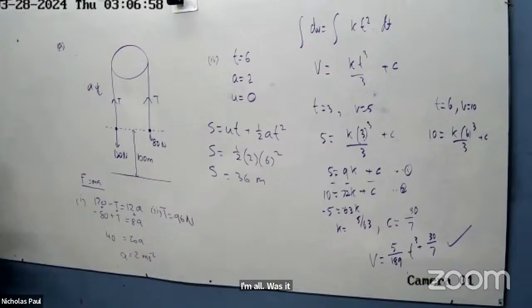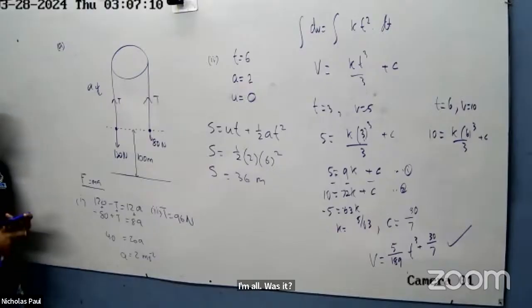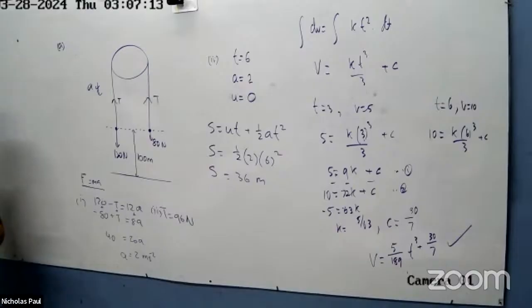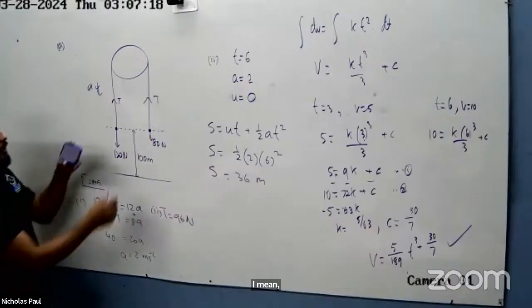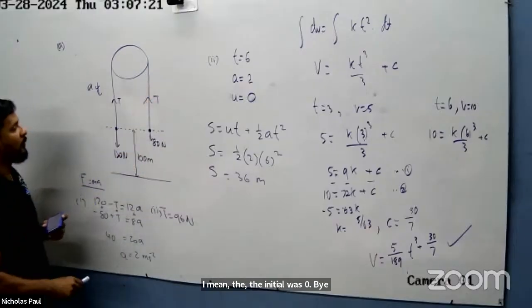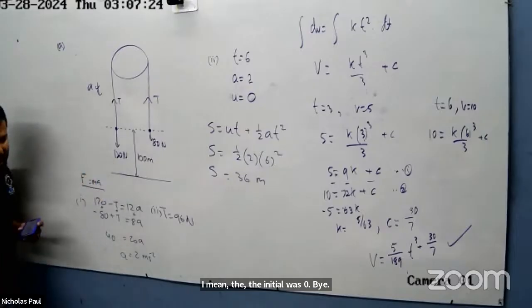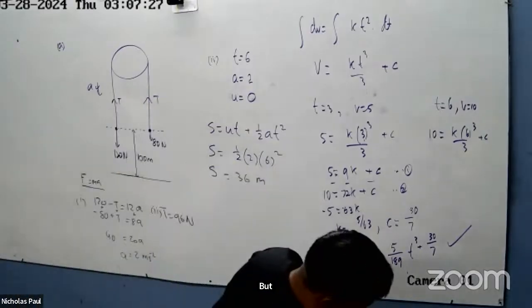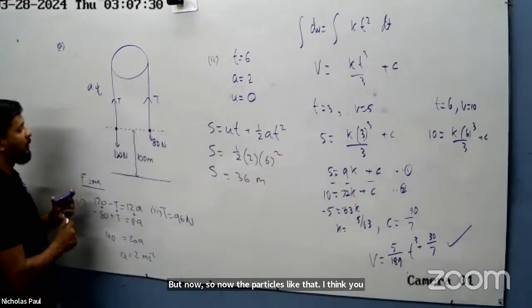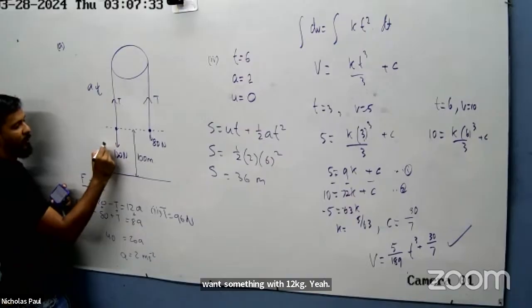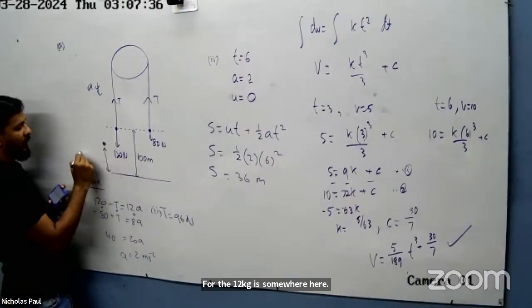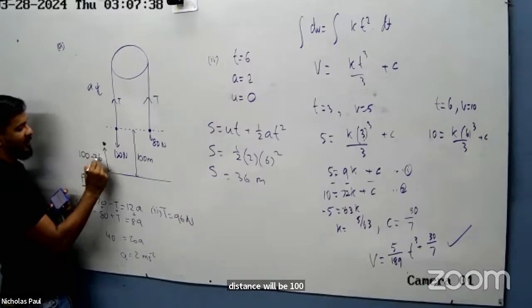What's part 4? I mean, the velocity. The initial was 0. Remember, I start from rest. So now the particles are like this. So now the particles are like that. I think they want something with the 12 kilogram here. So the 12 kilogram is somewhere here. Right? And that distance will be 100 minus 36.